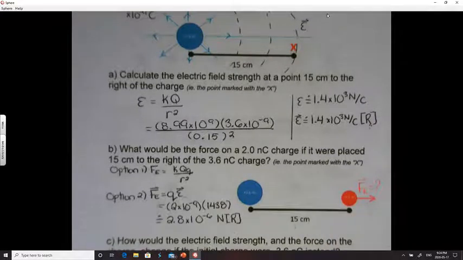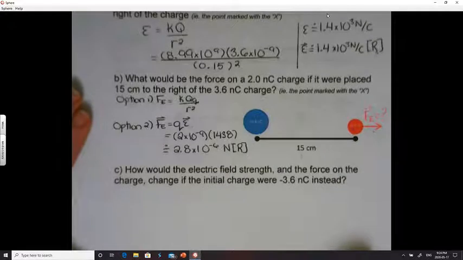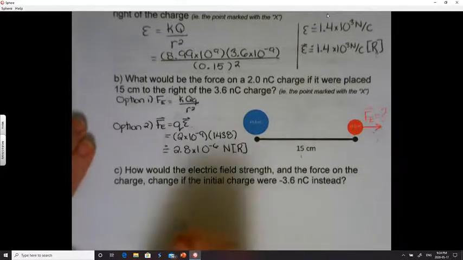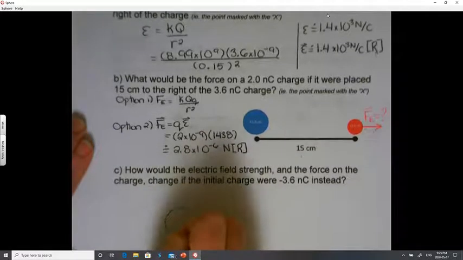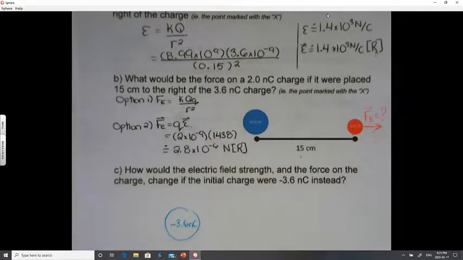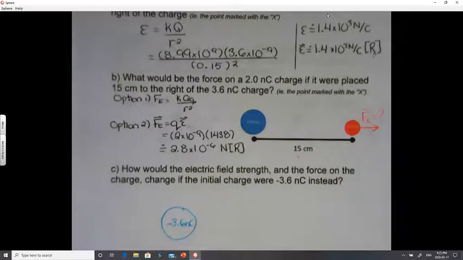Now, in the last question here, I just want to discuss how the electric field strength would change if that initial charge that created it changed. So this question is saying, instead of having a positive 3.6 nanocoulomb charge, what would things look like if we had a negative 3.6 nanocoulomb charge? And for some of you, this might seem obvious. For some of you, it might not. Just be where you're at.